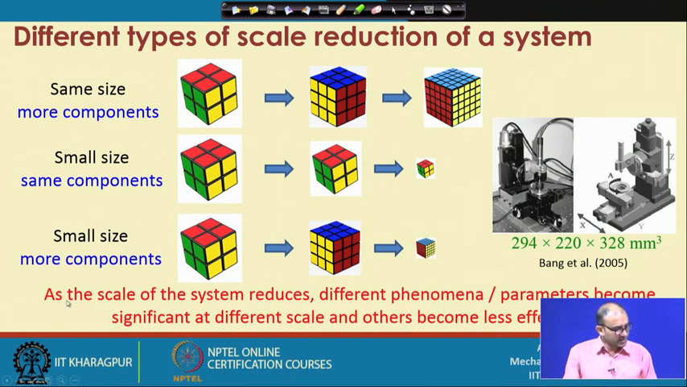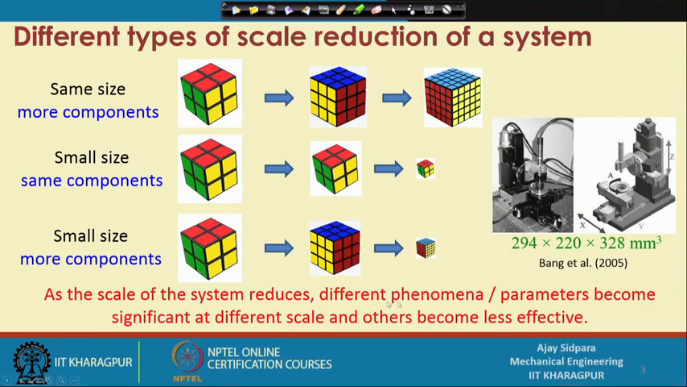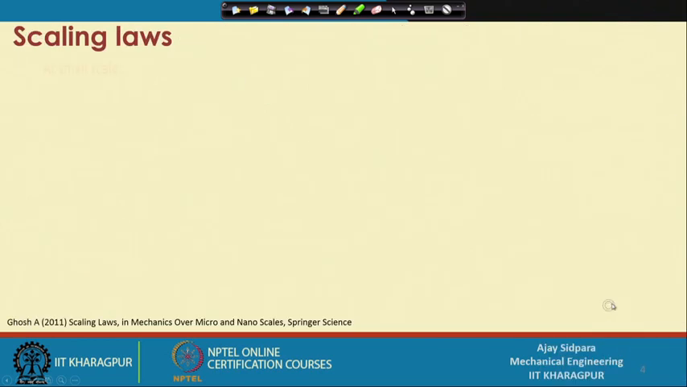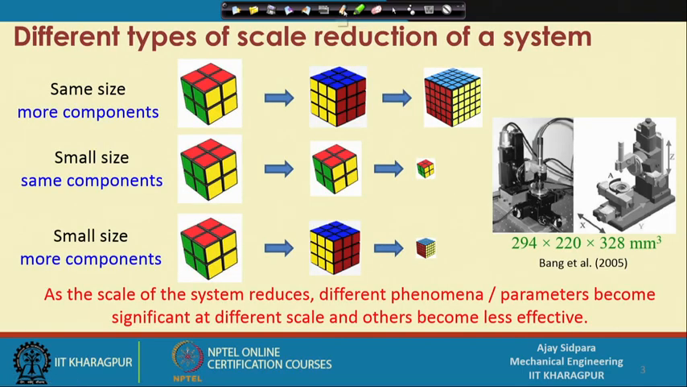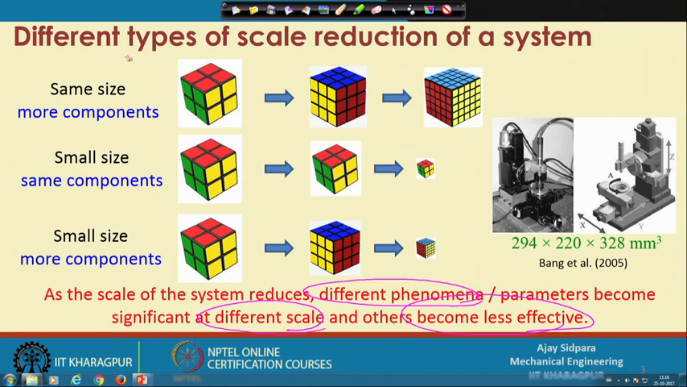So, what is happening is that as the scale of the system reduces, different phenomena or parameters become important. Different phenomena become significant at different scales and others become less effective. Now, what does it mean? Suppose your system is this. Now, suppose here parameters A, B, C are important. Let us consider any parameter.